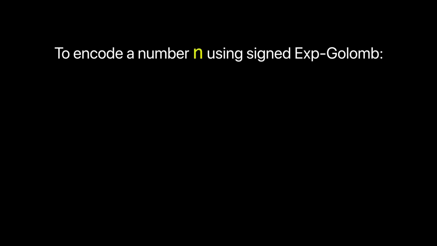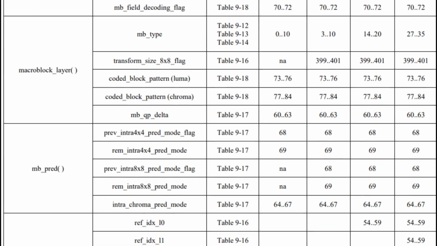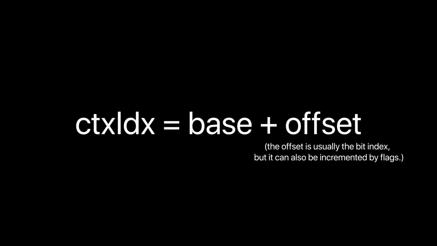This creates a symmetric format where a single 1 sits in the middle, padded evenly by bits on the other side. To encode a number n using signed exponential golomb, first, find the absolute value of n, then double it. If n is less than 0, subtract 1. Encode the result using unsigned exponential golomb. When encoding with CABAC, the context model we use is made of 2 parts: the context index space and offset.